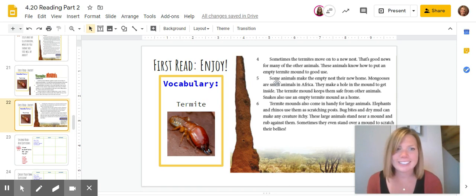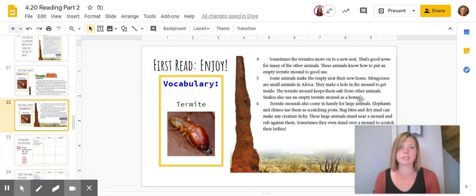Imagine that. It says, some animals make the empty nest their home. Mongooses are small animals in Africa. They make a hole in the mound to get inside. The termite mound keeps them safe from other animals. Snakes also use the empty termite mound as a home.